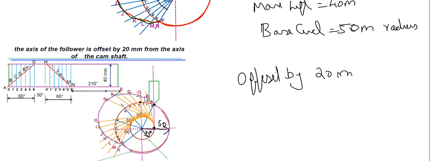But the problem is we will still divide the 60° from the base circle itself. So first 60° from the base circle, but that 60° should be taken from the line drawn from the center towards the tip of the follower. So first you draw a cam there, then you draw a line here, then take 60° from there. Here we are taking 60°. So 60°, dwell 30°, then again 60° outstroke. Now you divide that 60° again into 6 equal parts. So 0, 1, 2, 3, and mark these positions 1, 2, 3, 4, 5, 6.